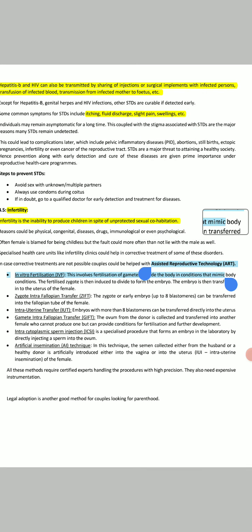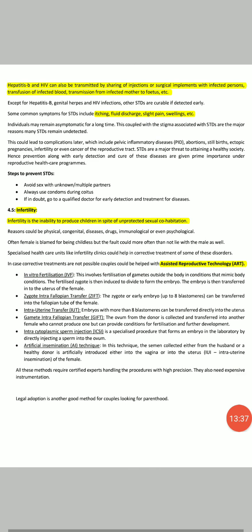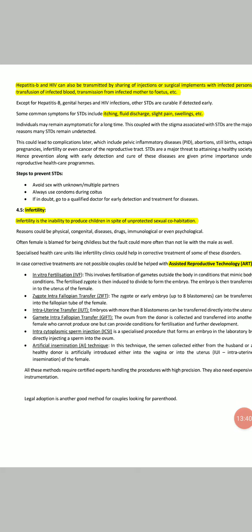I am highlighting these things. Assisted reproductive technology. The short form is ART. There are a total of 6 types of ARTs.